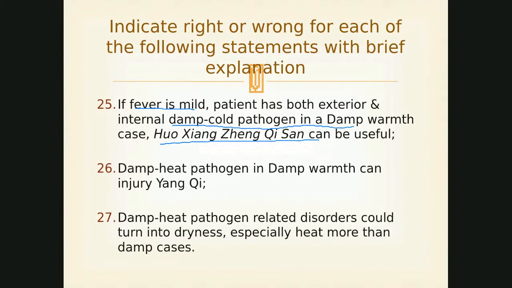So this tells you something. This is correct overall. When people have mild fever, the presentation looks like an exterior cold and interior damp cold pattern. That means damp is more dominant and the fever is only mild, and you're using Huo Xiang Zheng Qi San.